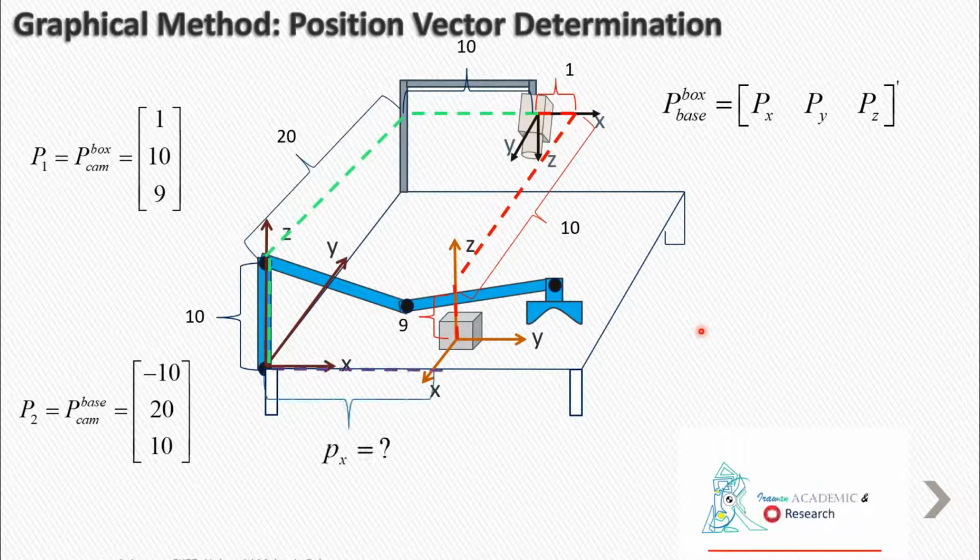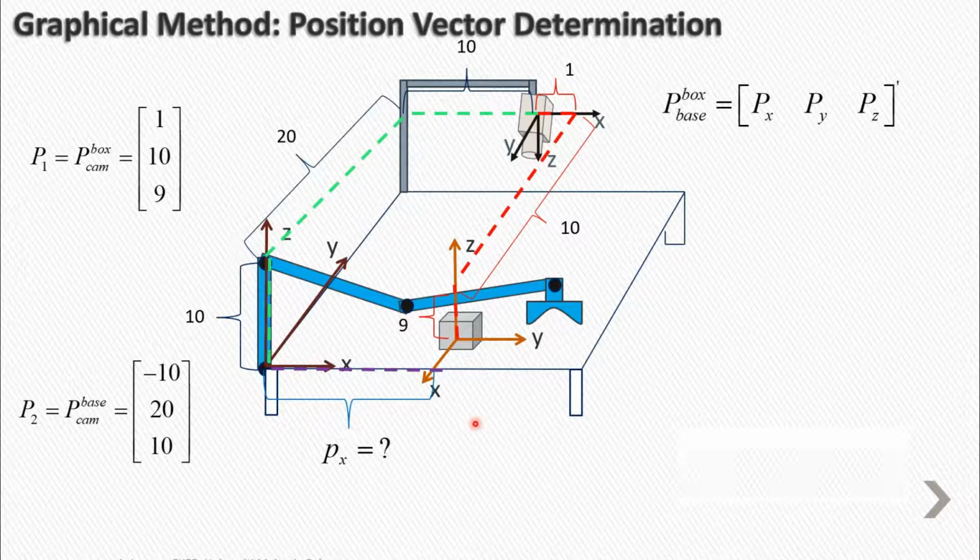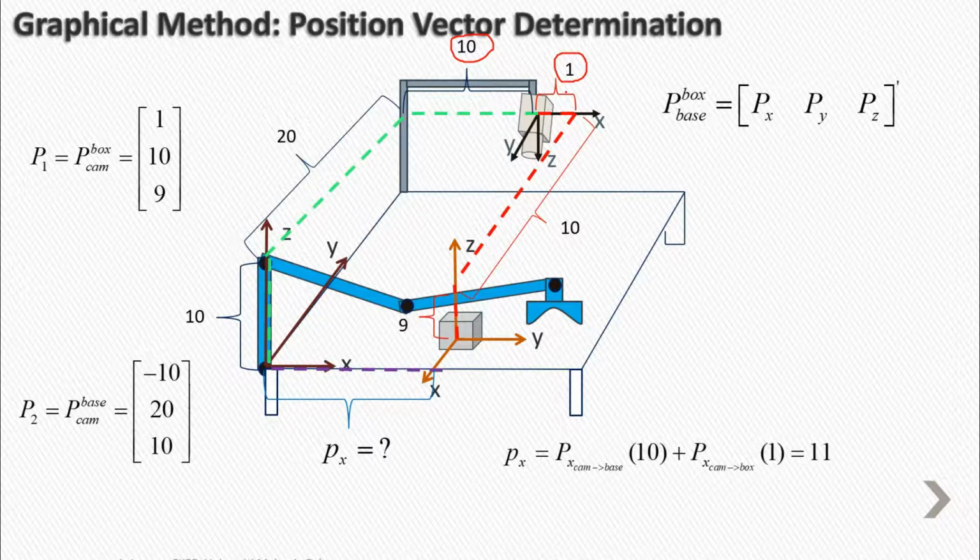Okay, firstly we need to determine the px. Okay, px for the base to box. Okay, so here we can see that the coordinations involved are the y coordination of the cam to box or P1, the x position of P2, and the x position of P1. So we take the summation of these two, so the px becomes 11 here.